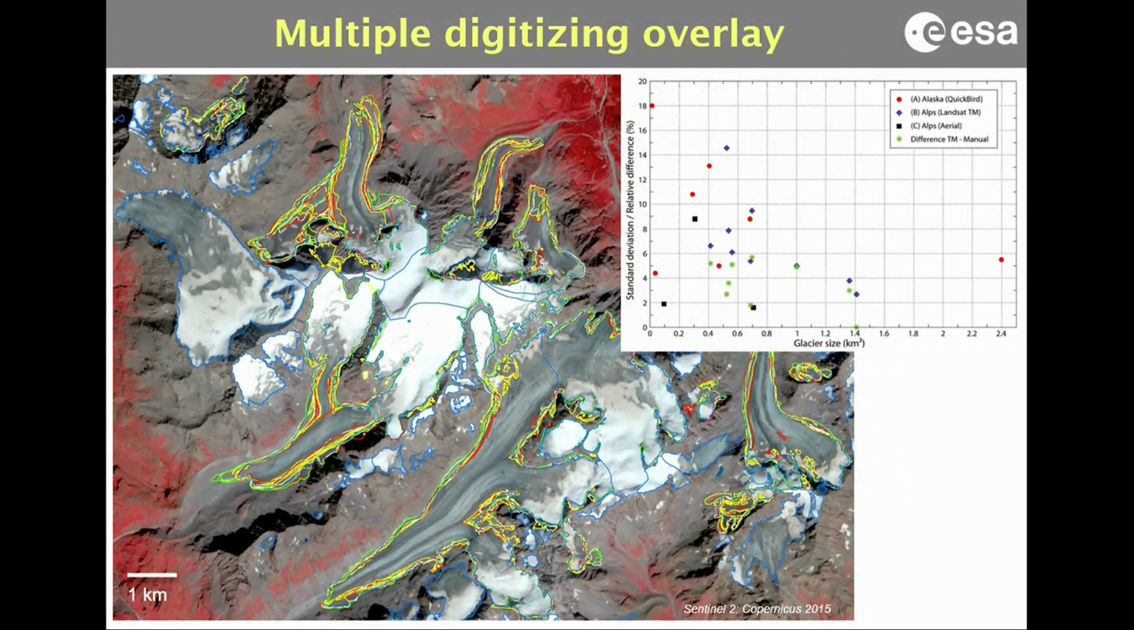And yeah, there is, of course, a dependence on glacier size. So the smaller the glacier, here smaller than 1 square kilometer, the larger is the difference. But in general, let's say for glaciers larger than 1 square kilometer, we are usually in the range of smaller than 5% with the uncertainties. So relative glacier area difference.